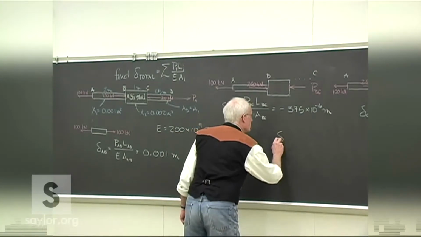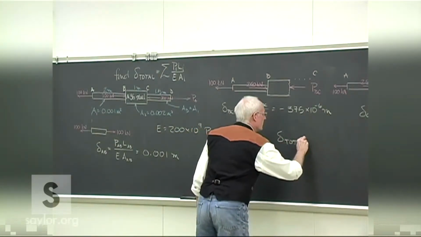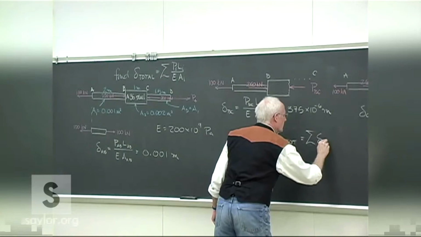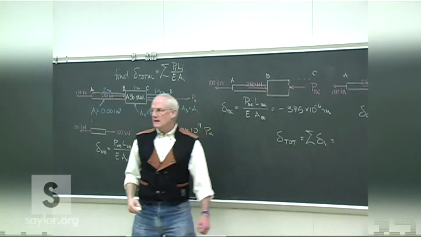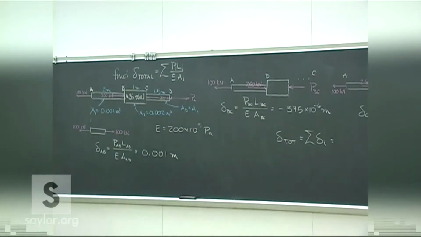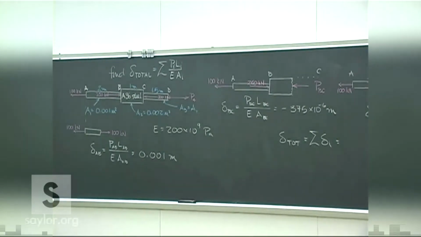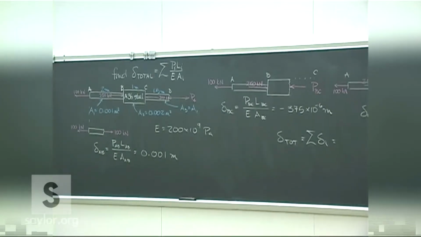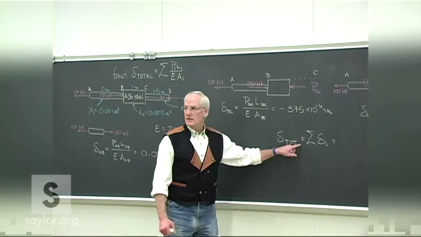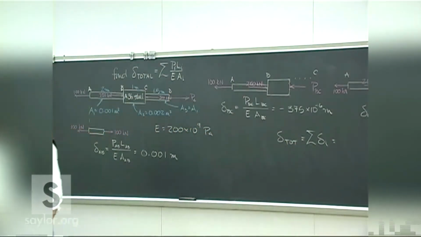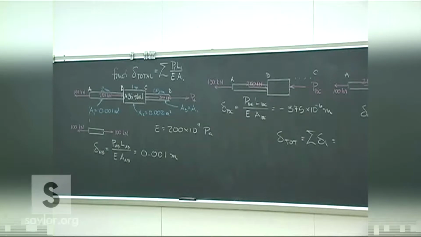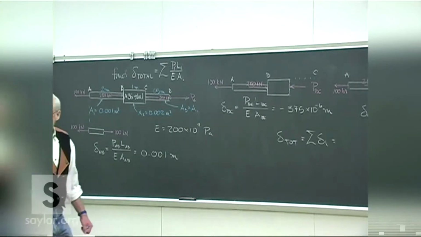And then the total deformation, remember, is the sum of all those little individual pieces. This is called superposition. We can superimpose one solution of a small part over each other for the total. And what's the total come out to be? The total expected deformation of this piece. 1.75 times 10 to the negative. 1.75 millimeters. Yeah.